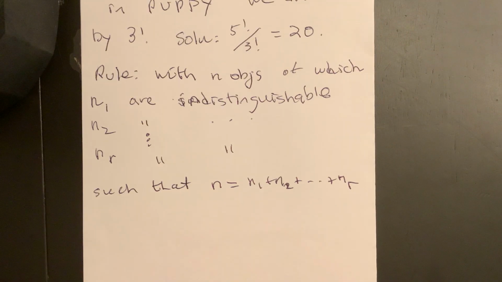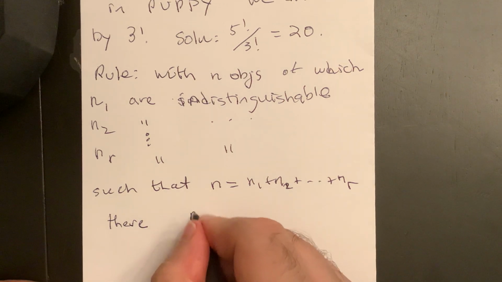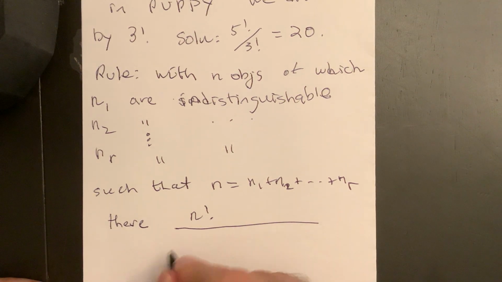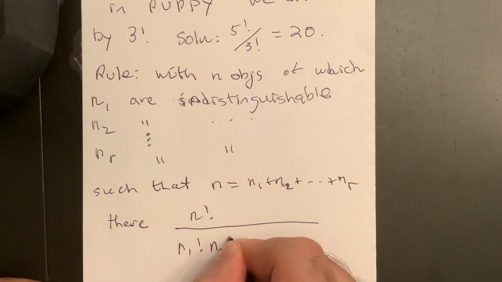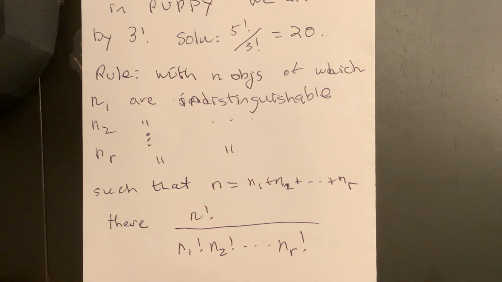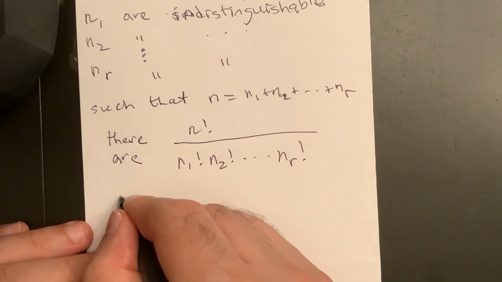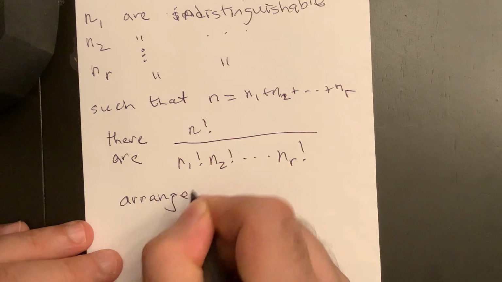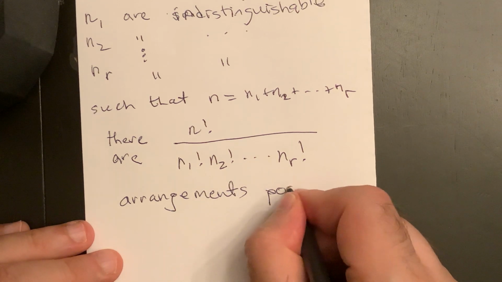Right, so, sorry. If I have n objects, but I have these groups of them that are indistinguishable. So for example, in the puppy example, I had n1, say, is 3, n2 is 1, n3 is 1. So then there are n factorial total, and then I divide out all possible permutations there are of them. So on the bottom, I divide out n1 factorial, n2 factorial, dot, dot, dot, and nr factorial. There are this many different distinguishable arrangements.